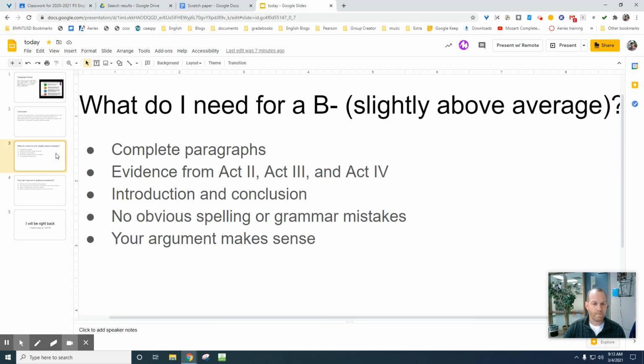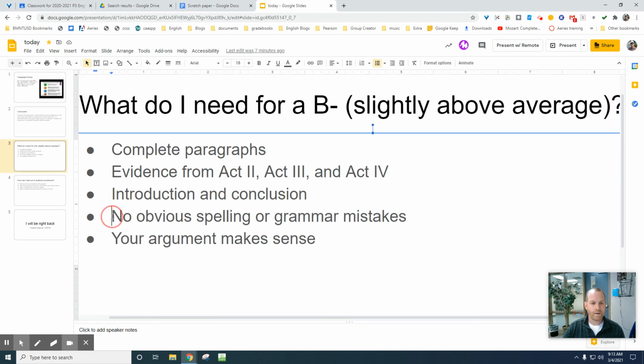So take a moment now and pause the video and especially do this step right here, right? No obvious spelling or grammar mistakes. So run that grammar check and make sure that you don't have any of those issues. So pause the video now.